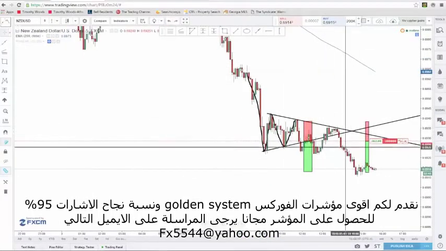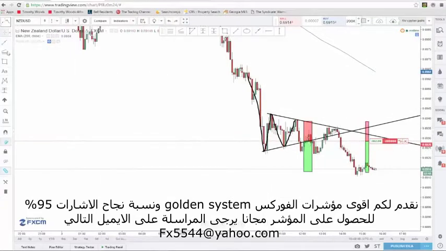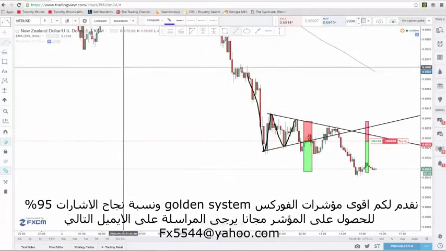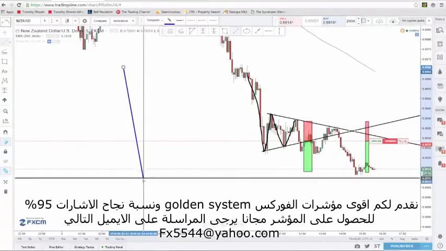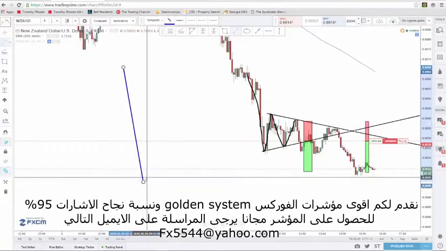I know this looks a bit messy. So what we did was came down and formed a pennant formation.